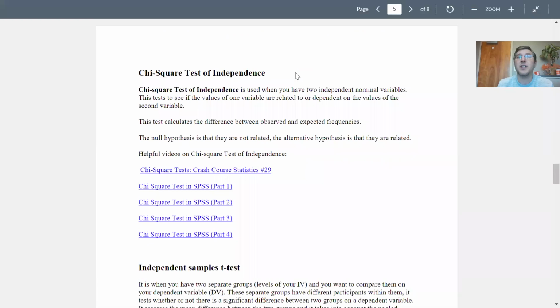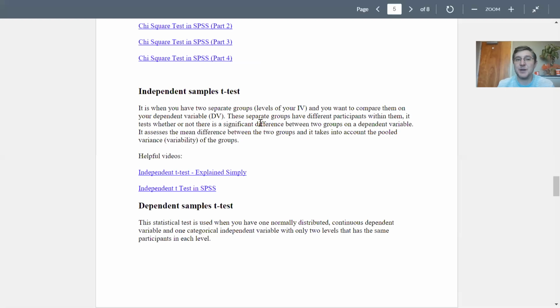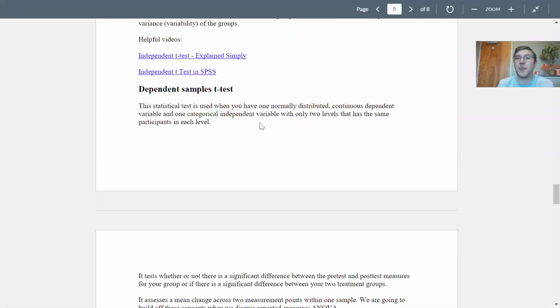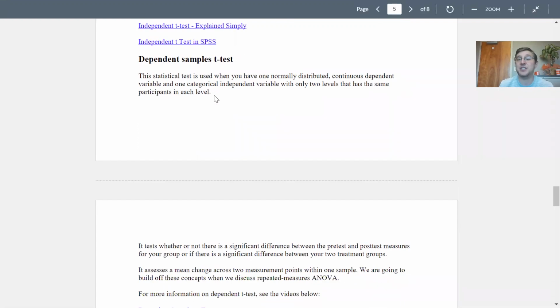Some information on the chi-square test of independence and the independent samples t-test. In the next module, we're actually going to build off of the dependent samples t-test, and we talk about the repeated measures ANOVA. We're going to take the concepts that we learned about one-way ANOVA and about the dependent samples t-test and combine them together. So it's a good idea to review the dependent samples t-test and especially one-way ANOVA.